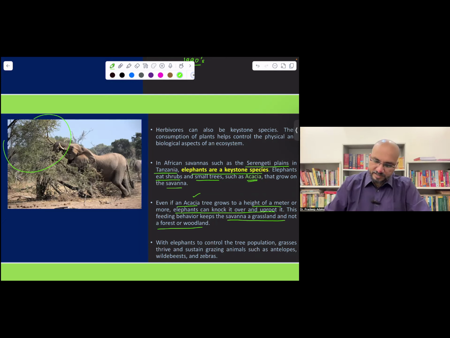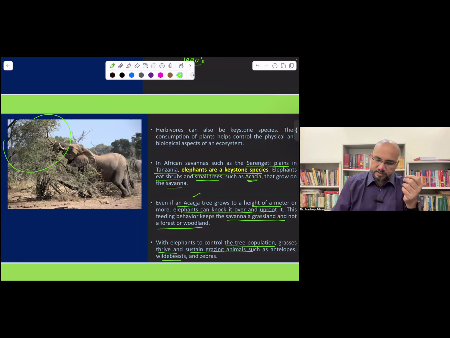Okay, so with elephants to control the tree population, the grasses will thrive and sustain the grazing animals such as antelopes. Okay, antelope is not a deer species, it is a bovine species. It belongs to cattle species. So हमारा नीलगाय जो है वो भी bovine है, it is not a deer. So antelopes, they belong to bovine, bovidae, not deer. Okay, it is not a deer.